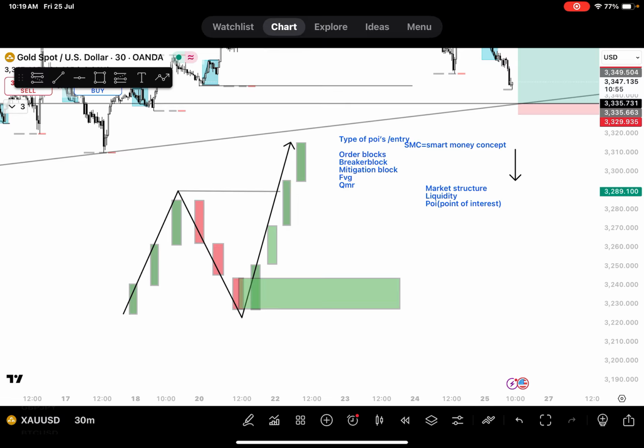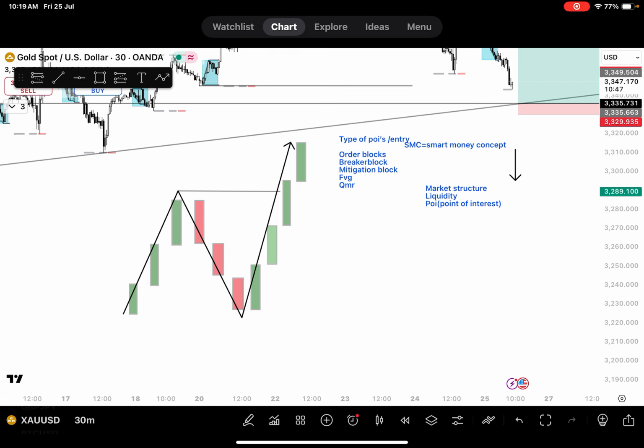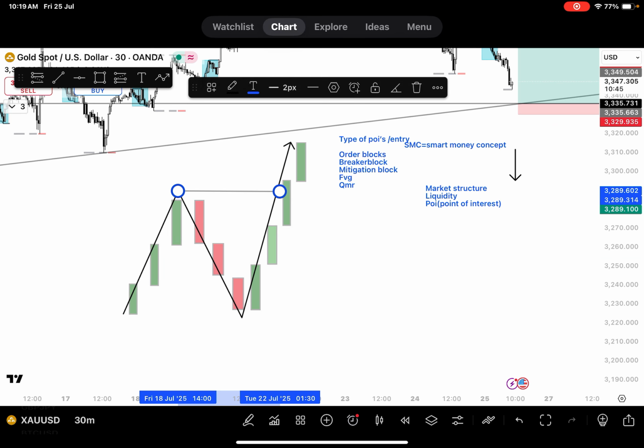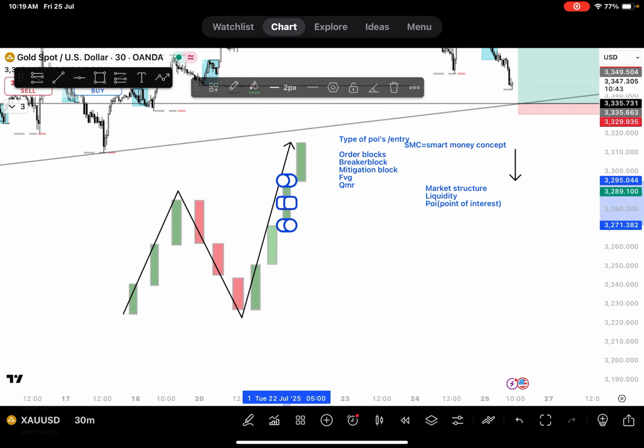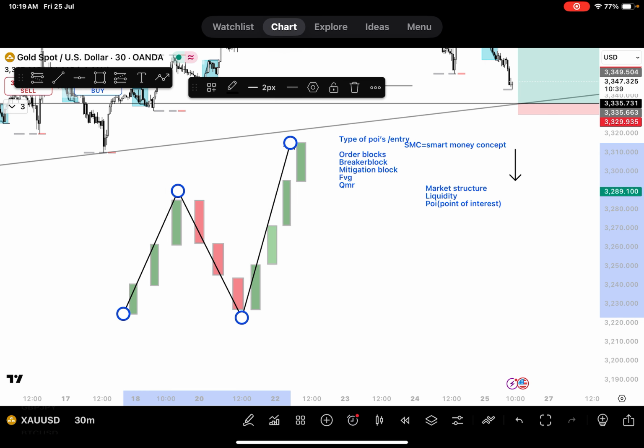This is it. The last red candle after break of market structure is what we refer to as what? The order block. You understand me? So that is that for a bullish order block. Now it's time for me to explain the one for the bearish.